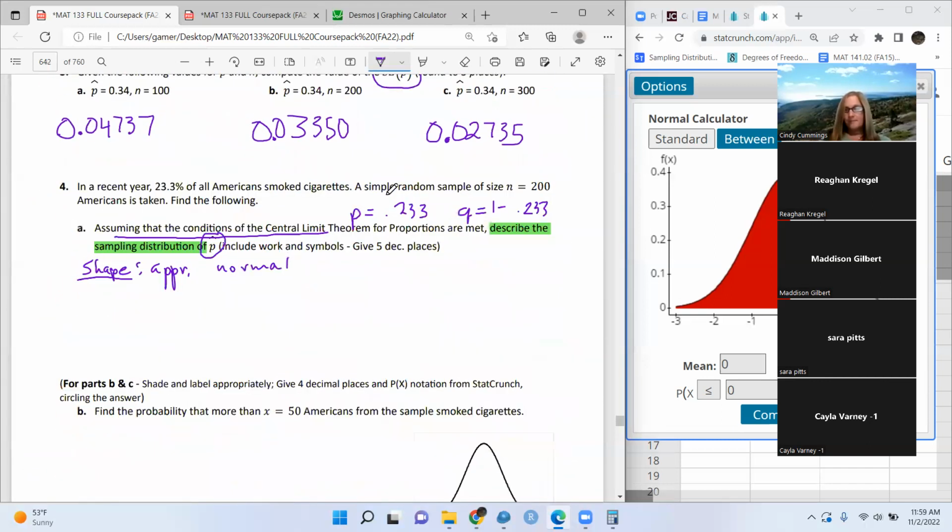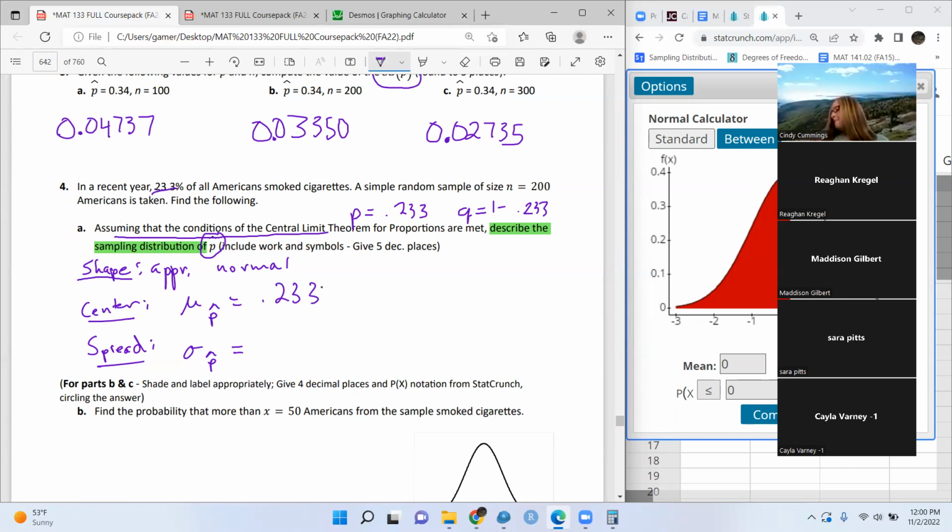Okay, so we've got the shape. What'd y'all say for the center? .233. Nailed it. Because we identified this as the P. And then the spread is the annoying one. I think you don't have that. That's like what we did for 3, right?